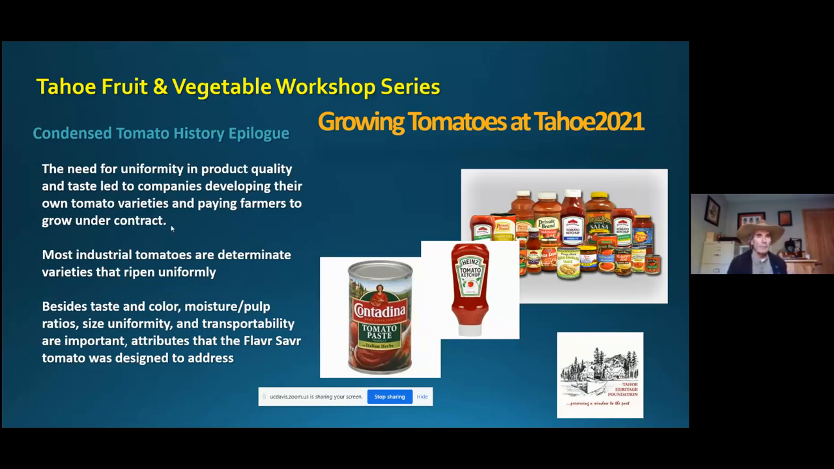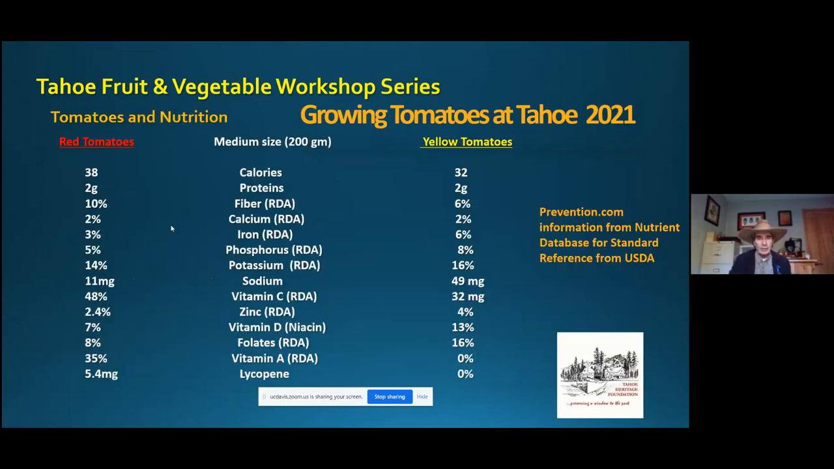And so in the early 20th century, working with a number of universities, they came up with these determinate varieties. And Flavr Savr was the ultimate example of that, where they started to introduce genes into the tomato genetics to control how the plant ripened, tasted, and could be stored.